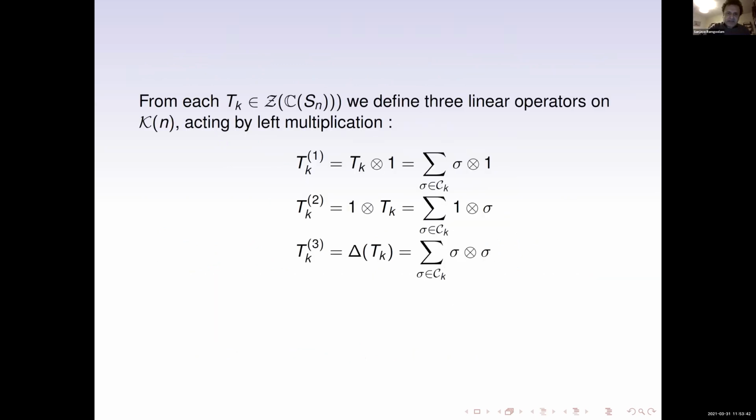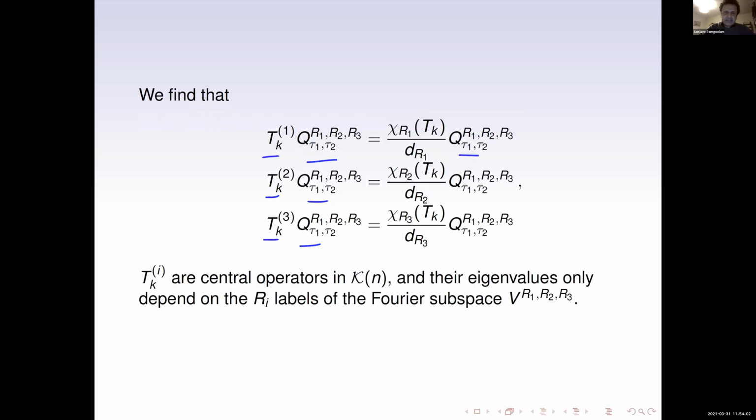I built some central elements in Sn by taking the sum of the permutations in a cyclic conjugacy class. You can do that in one factor, you can do that in the other factor, and you can do that with the permutations acting simultaneously in both factors. These define three kinds of operators, tk1, tk2, tk3. These have characters, which are these normalized characters.